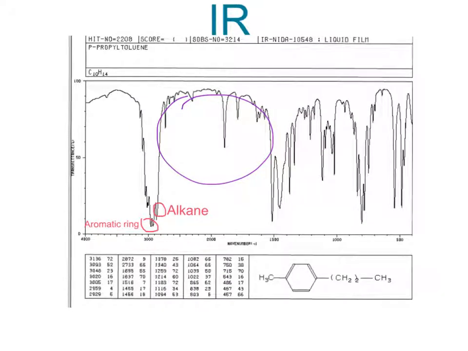First, we're going to analyze the IR spectrum. Around 3000, we can see an aromatic ring, and a little bit to the right of that, we have an alkane. This area right here shows that our structure does not have any alkynes, alkenes, or oxygens. This area to the left of the aromatic ring shows that we don't have any amines present. And this area is not significant to our structure.